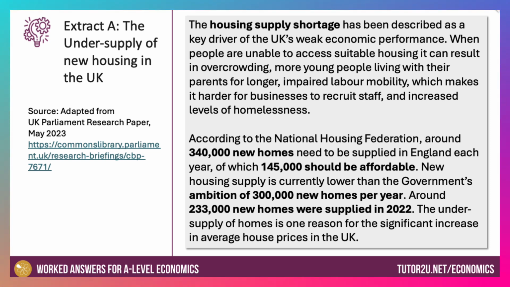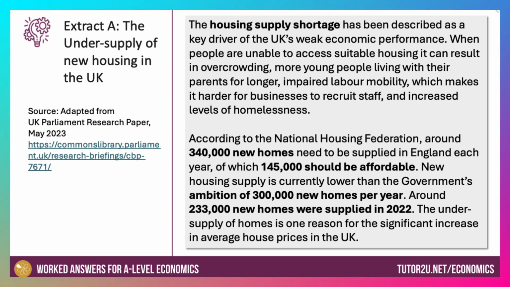Extract A is about the undersupply of housing, a research report from the UK Parliament in the summer of last year, saying that the housing supply shortage has been a key driver of weak performance. People are unable to access suitable housing. Many more millions of young people are now living with their parents for longer. Consequences for geographical labour mobility, and also linking it to the skilled labour shortages. It's much harder for businesses to recruit the staff that they need, as well as increased homelessness.